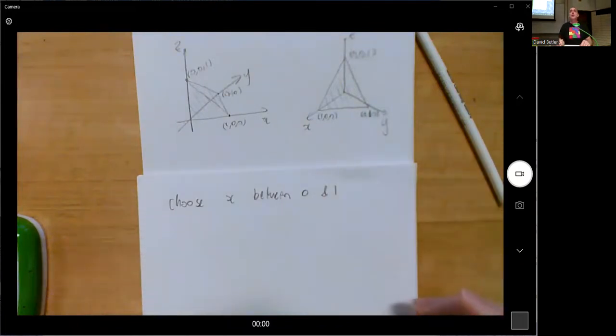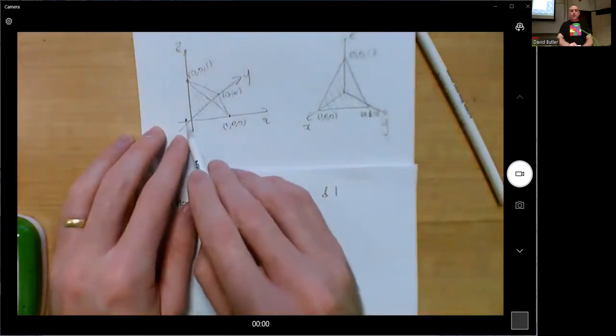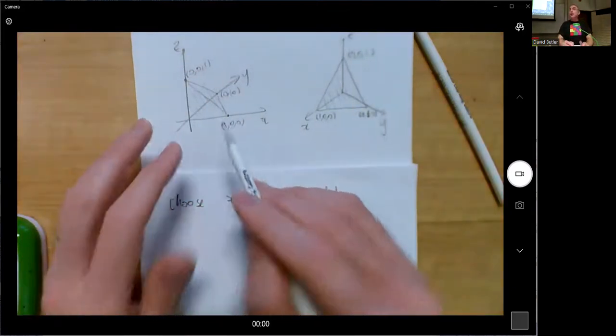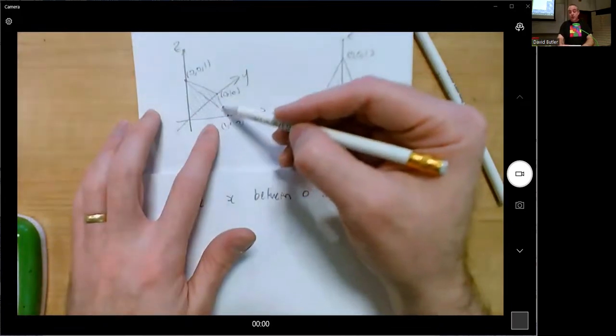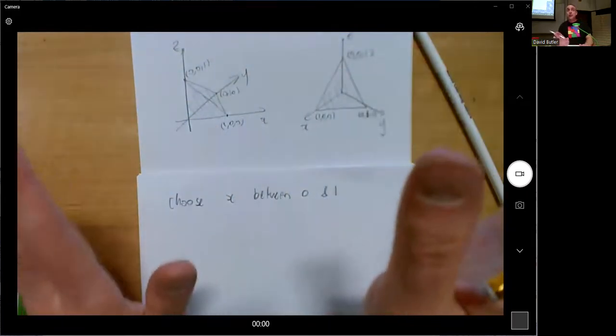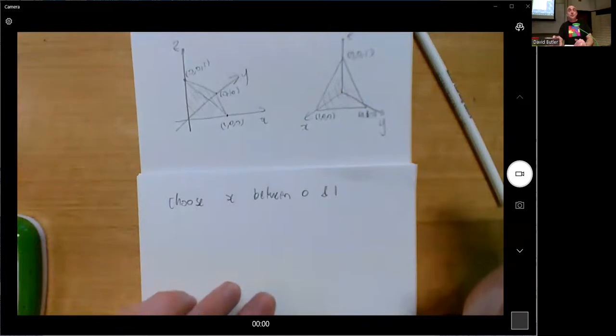That's my first thing I'm going to do. I'm going to choose the x coordinate. And on my diagram, the x coordinates could be anywhere from 0 to 1. There are fewer points that have an x coordinate near 1, but that's not relevant. We'll deal with that in a minute.